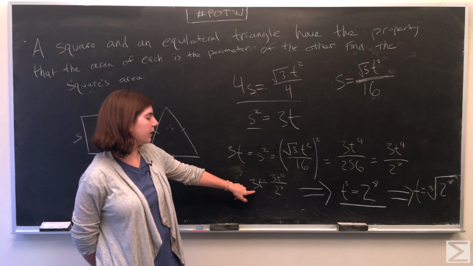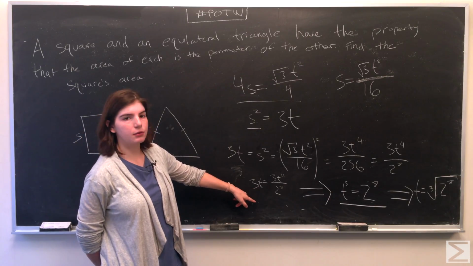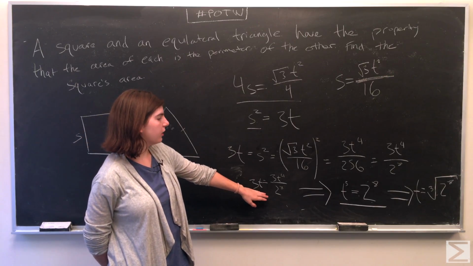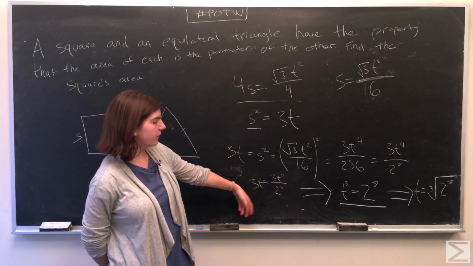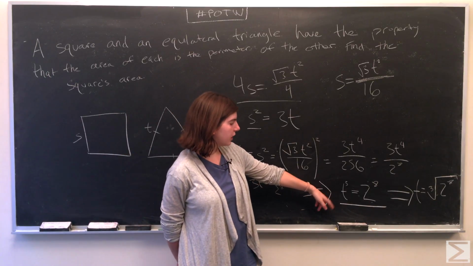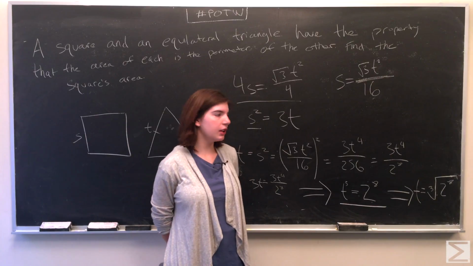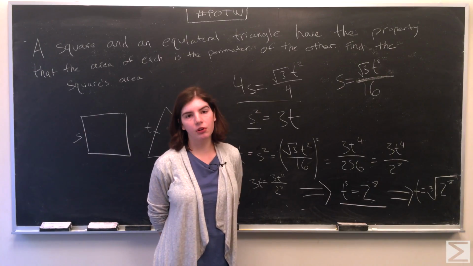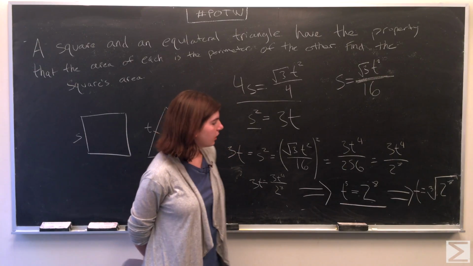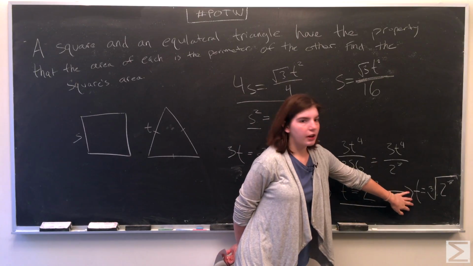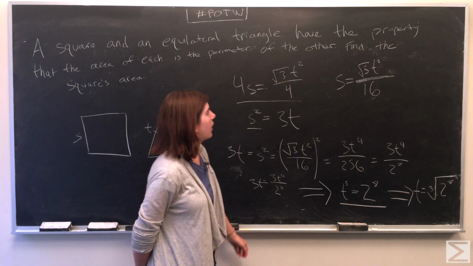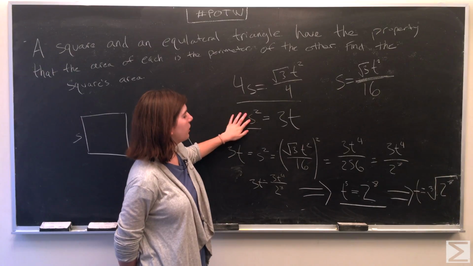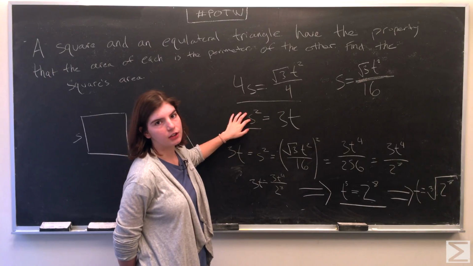Divide both sides by t. Divide both sides by 3 and multiply both sides by 2 to the 8th. We're left with t cubed equal to 2 to the 8th. Take the cube root of both sides to get t, and so this is our value for t. Our last step will be to put it into this equation so we can find the area of the square.